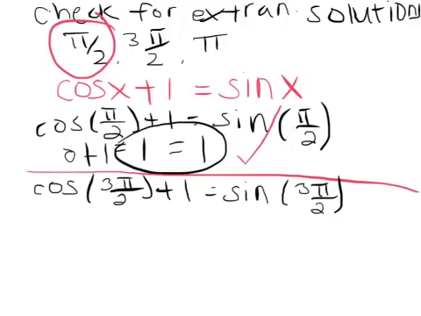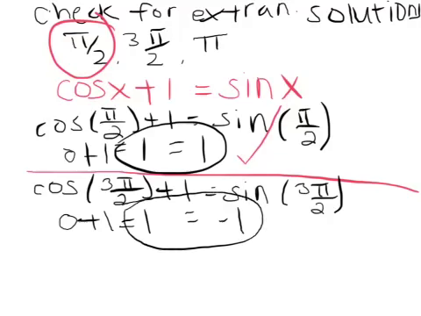So cosine of 3 pi divided by 2 is 0. And then we add 1 and we get 1. Then sine of 3 pi divided by 2 is negative 1. And we see that these don't equal each other. So this is our extraneous solution. So we count this one out.